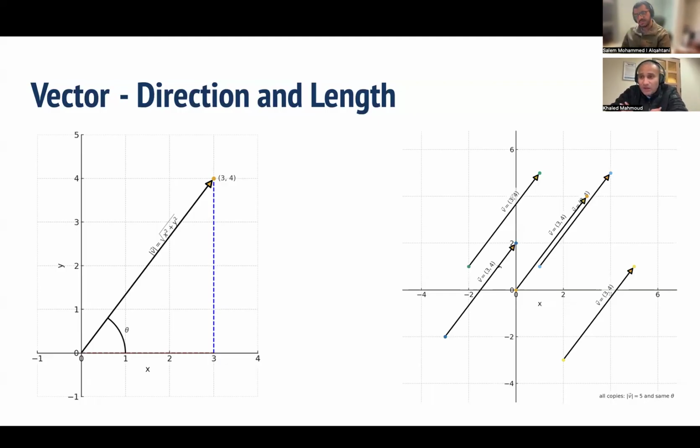And again, for simplicity, in textbooks, when you see a vector, they need to draw it. So they probably select a starting point, and that's usually the origin, and the end point is (3, 4).